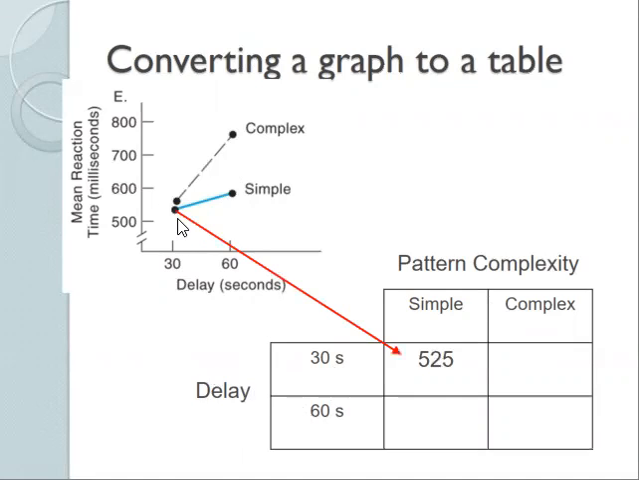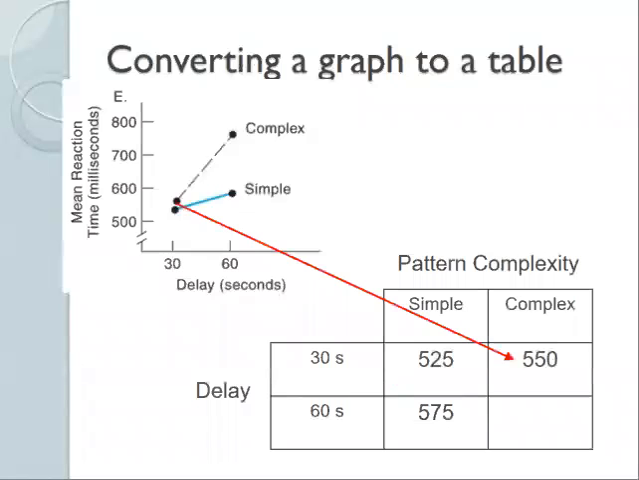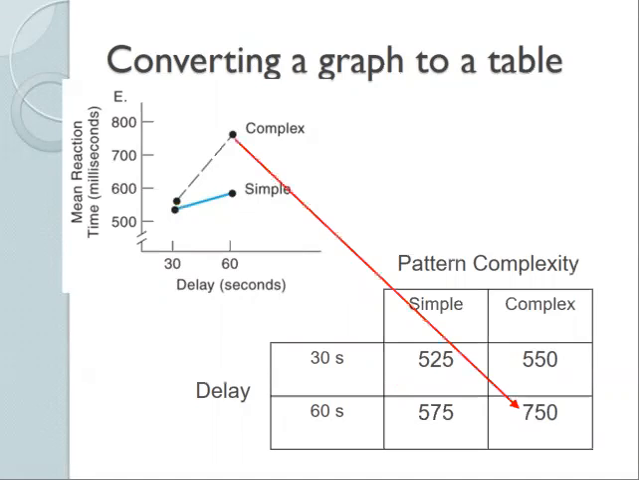So this dot right here represents simple pattern complexity with a 30-second delay. When you're going from a line graph, you have to kind of estimate, but you'll get close enough. So this looks like maybe 525. Simple with a 60-second delay looks like about 575. So still on the simple line, but the longer delay. Complex pattern with a 30-second delay is about 550, and complex pattern with a 60-second delay looks about 750.